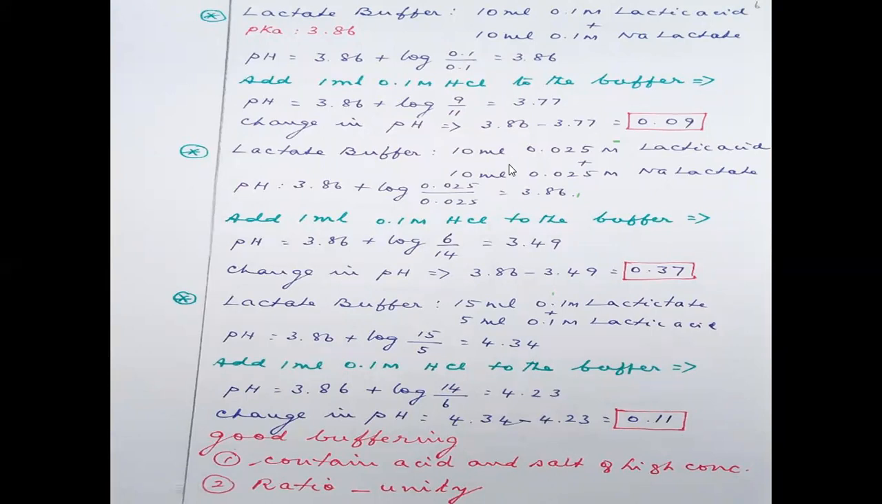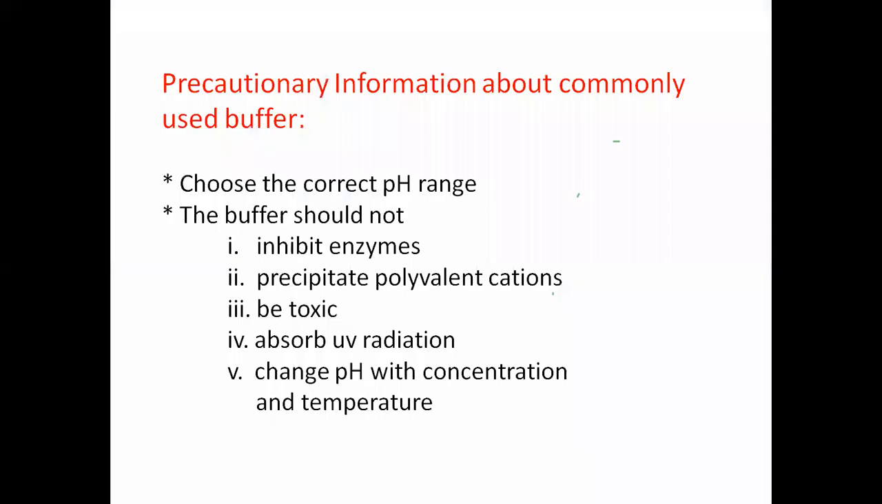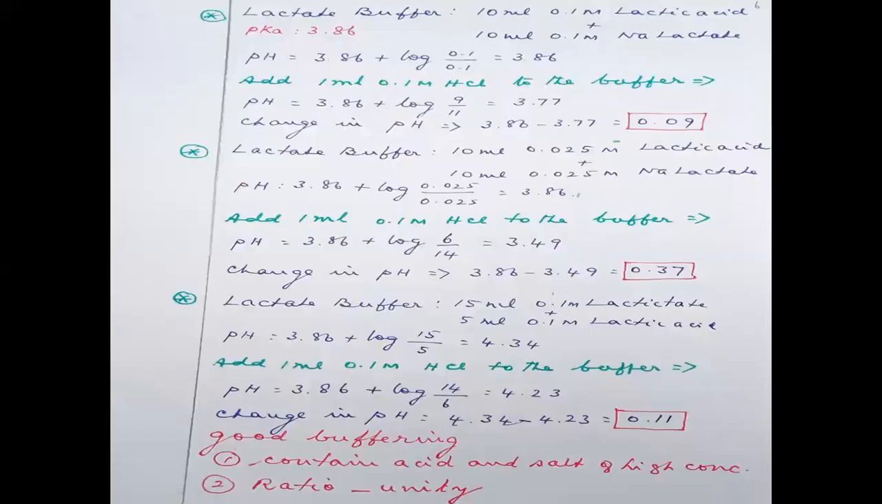So from this we arrive at the conclusion that good buffering is observed when the acid and the salt are taken at higher concentrations. The second observation is that when the ratio is unity, good buffering is also observed. So these are the cases which we have seen already. I discontinue the class, and please rejoin.